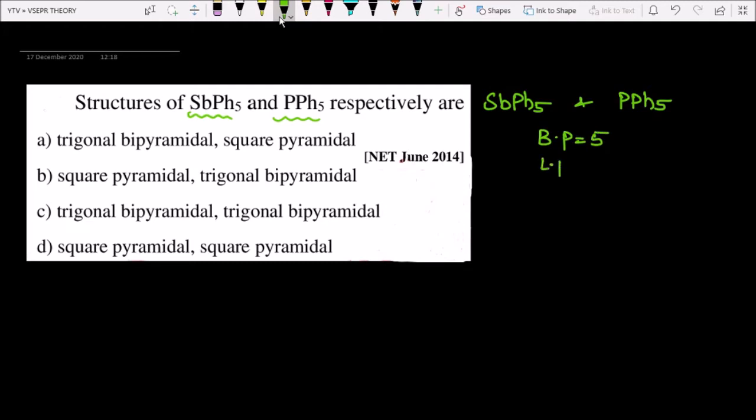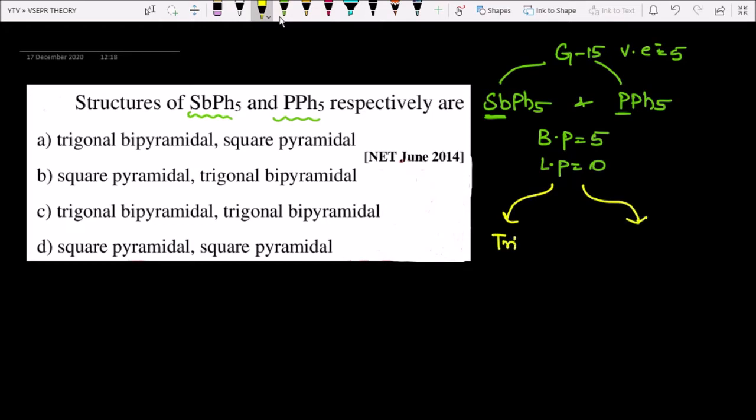And if you consider the lone pair, antimony and phosphorus both belong to group 15, right? So the valence electron is equal to 5, so the lone pair is going to be 0. So when the bond pair is equal to 5 and the lone pair is equal to 0, there are two possibilities. Either it could be trigonal bipyramidal, which is the most common case, or it can also be square pyramidal.